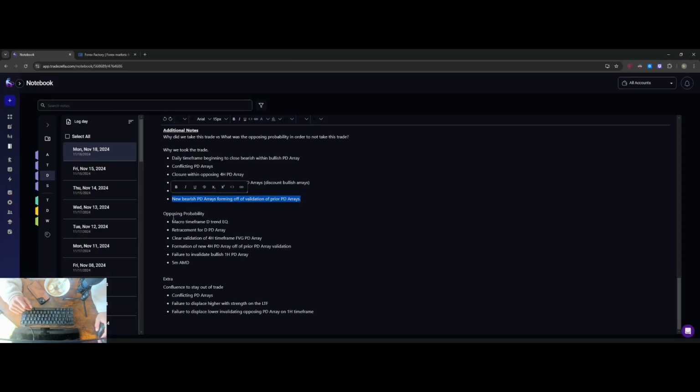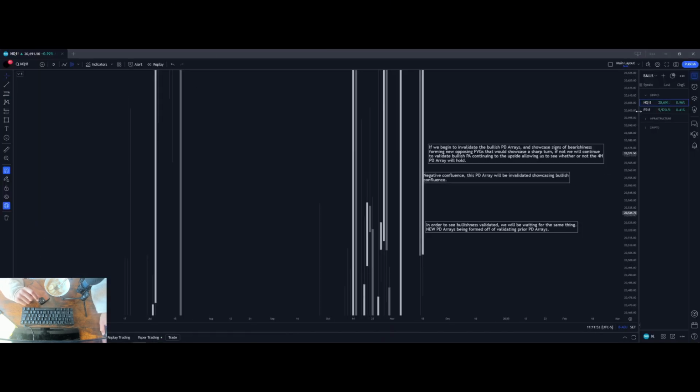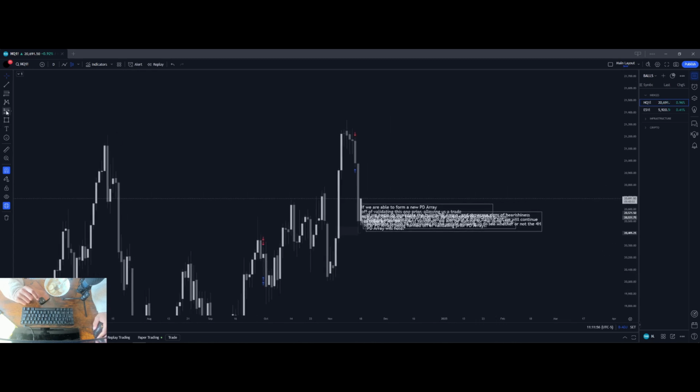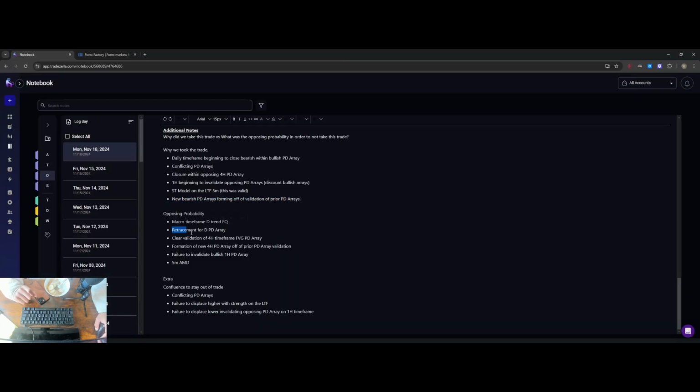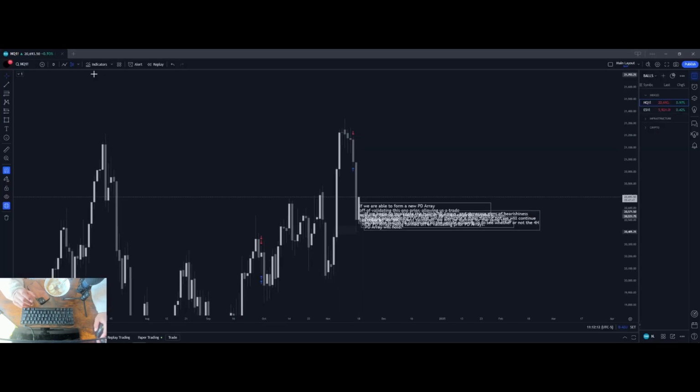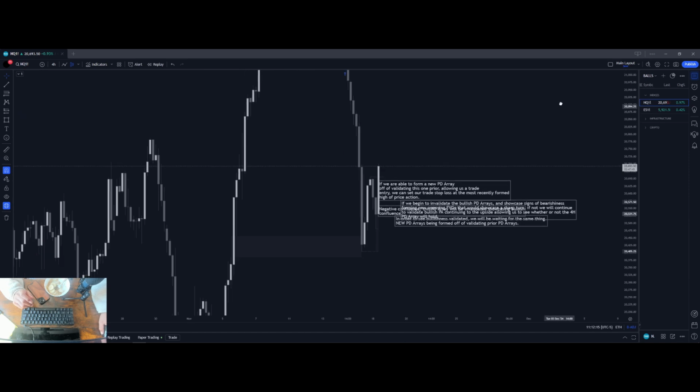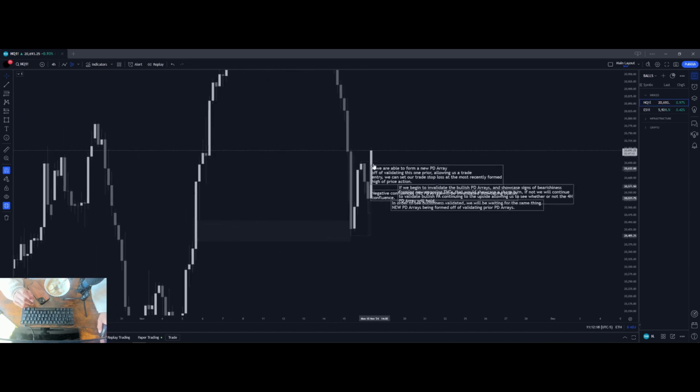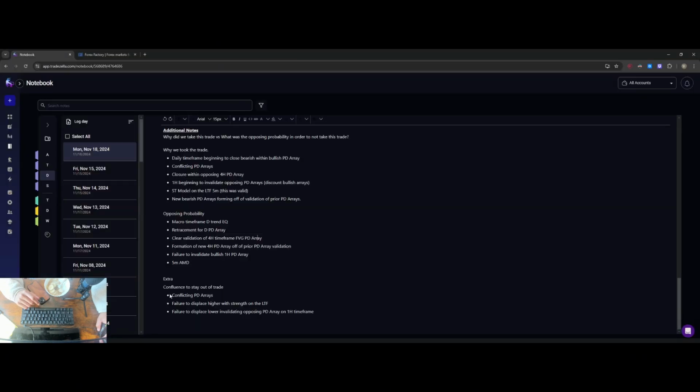Going back to TradeZilla, opposing probability. This is bullish probability. Macro time frame daily trend equilibrium. I mentioned that earlier. On the daily time frame, this is a macro time frame retracement for equilibrium discount right here. Now, that's the first one marked down. Retracement for daily PD array, seeing that just now. Clear validation of 4-hour time frame fair value gap right here on the 4-hour time frame. We see the clear validation of it with that beginning pushback to the upside.